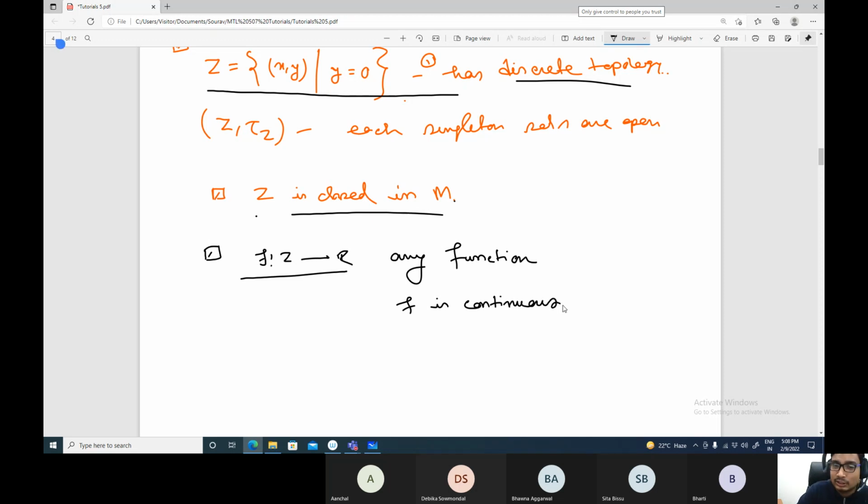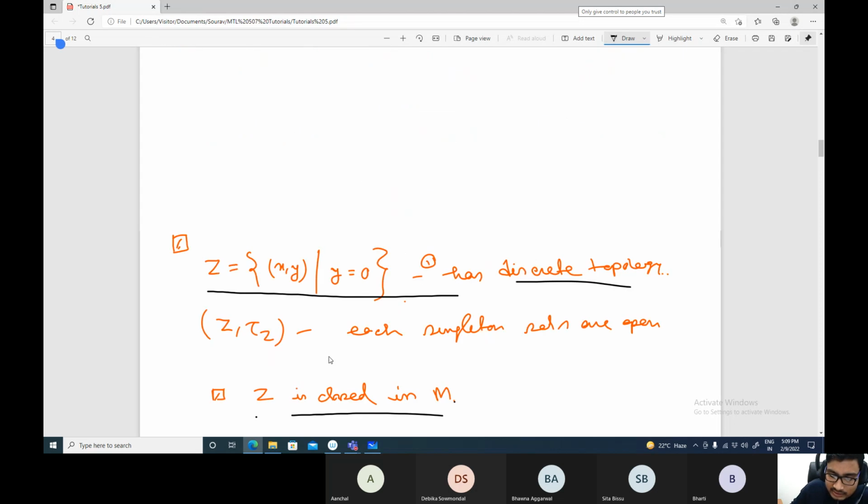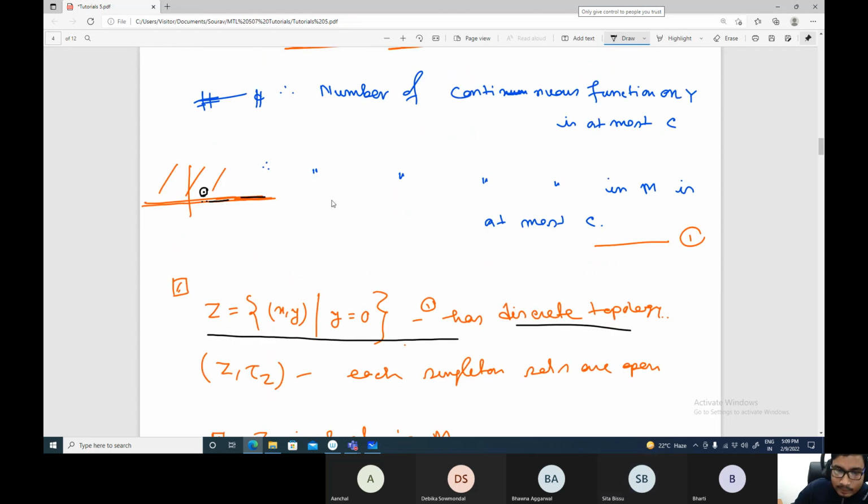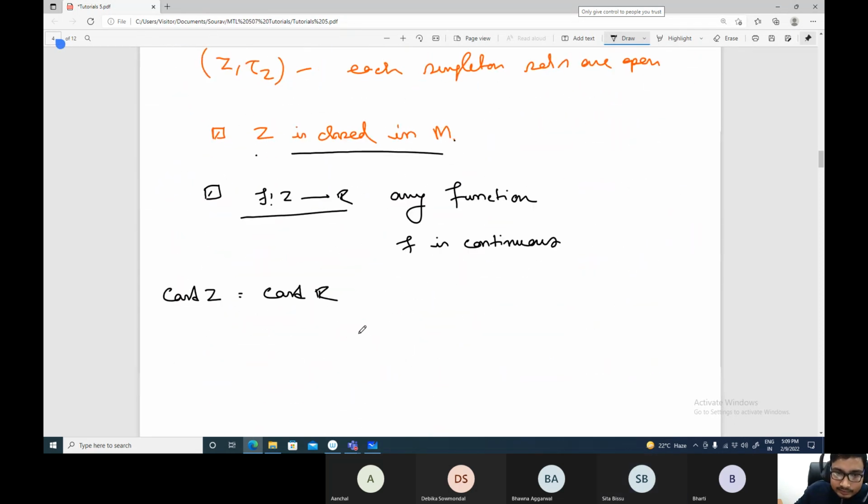Any, because every function of f is continuous. Now what is the cardinality of Z? This is the cardinality of R, right? Because this is nothing but this line, and this is again C.